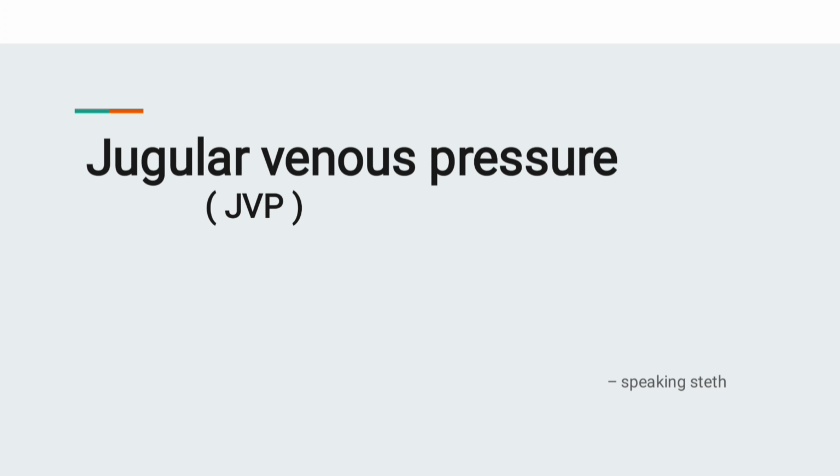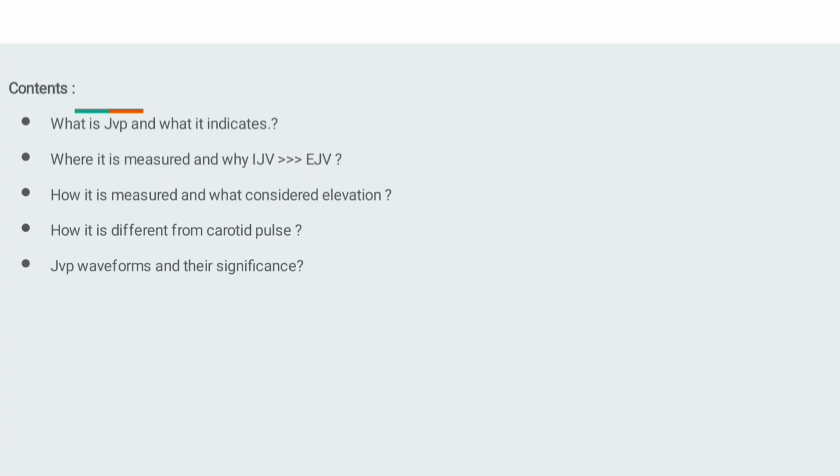Today we are going to discuss jugular venous pressure. So, what are the contents? We are discussing what is JVP and what it indicates, where it is measured and why IJV is preferred over EJV, and how it is measured and what is considered to be an elevation, and how it is different from carotid pulse, and JVP waveforms and the significance.